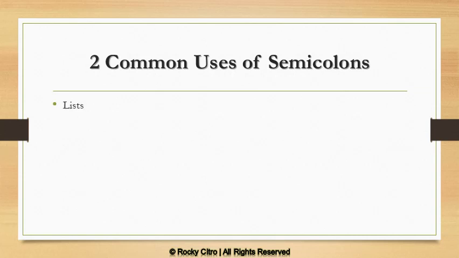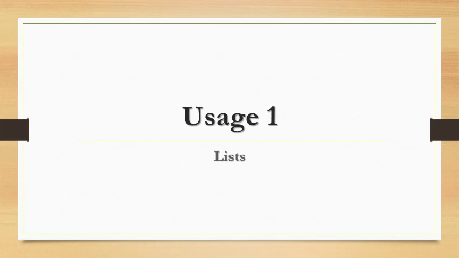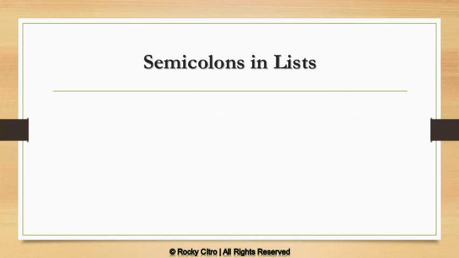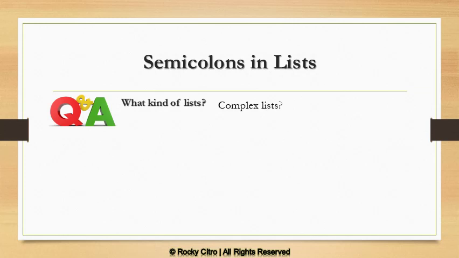So we'll look at lists, or a particular kind of list I should say. So let's start with lists. And the first question that should come to mind is what kind of lists, because we usually just use commas with lists, and that's true. It's often taught that semicolons are used in long or complex lists. That's not the most accurate way to describe it.